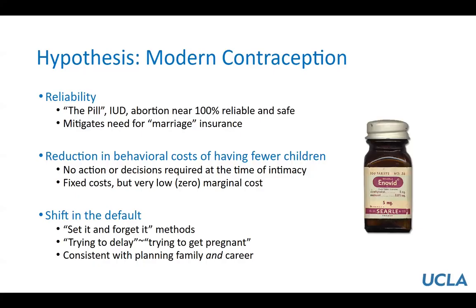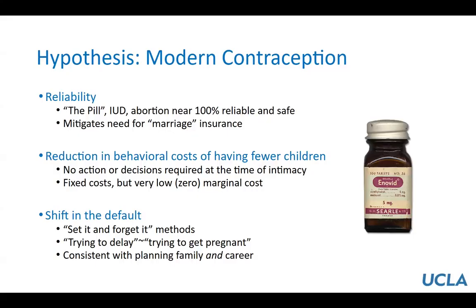But the more important piece is this reduction in uncertainty around what your outcome will be, conditional on making a particular choice about method or partner. And the fact that you have a lot more certainty really mitigates the need for this marriage insurance, something that you would have needed before.